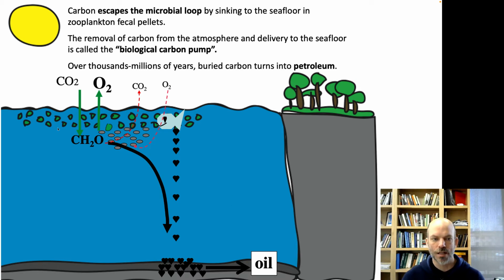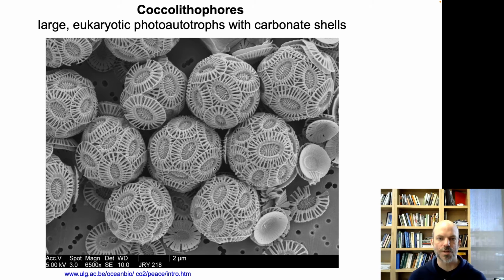Okay, so let's complicate the story a little bit more by bringing in some more species, because we're biologists and we like to do that. Let's talk about coccolithophores. Coccolithophores are eukaryotic photoautotrophs. They are members of the phytoplankton. They do photosynthesis. They have chloroplasts. But they're also white because they have these calcium carbonate shells. They make these shells around them.